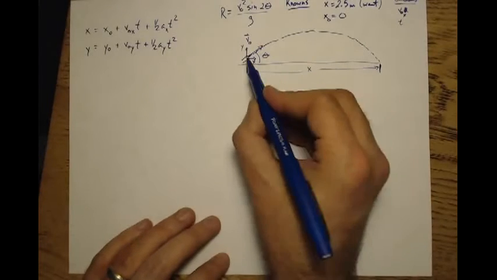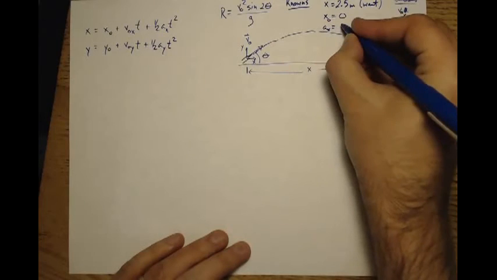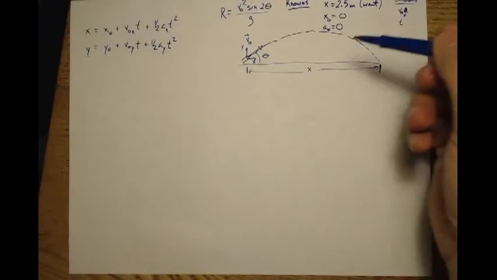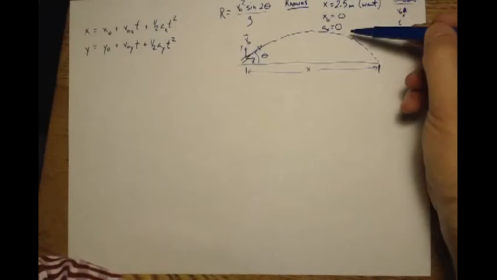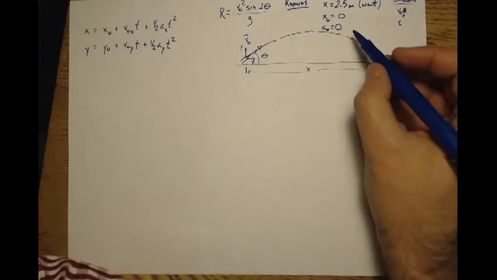The acceleration in the x direction is 0. Right? That's the whole thing with projectile motion, is there's no acceleration, or we're ignoring the acceleration due to the slowdown of the air resistance. So that's 0.